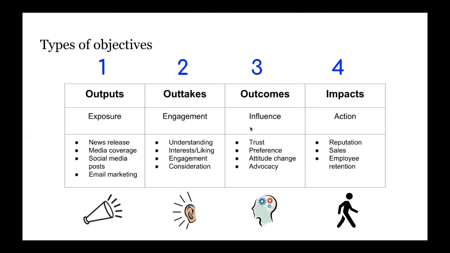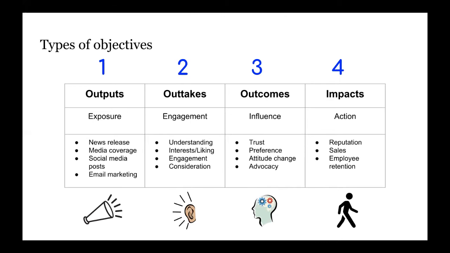Then it moves to the third stage, which we consider outcomes, and that's where you've influenced them and you've changed the behavior, the attitude already. That's where you can measure trust, preference, attitude change, or advocacy. This is the third step as we have here, and it takes the previous 2 steps to get here.